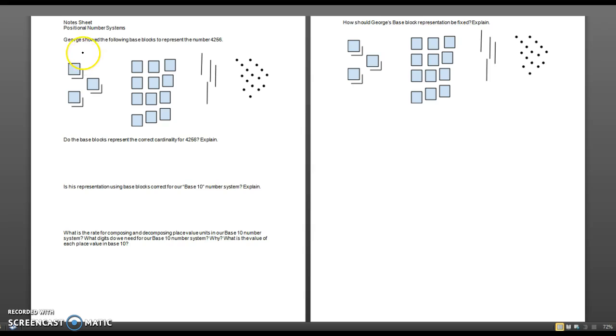On this note sheet, there's a note here. It says, George showed the following base blocks to represent the number 4,256. Notice these do not look like the drawings of the base 10 blocks that we were looking at before. These are what are called shortcuts. Instead of trying to draw a cube, we just make a dot. It's a whole lot easier.